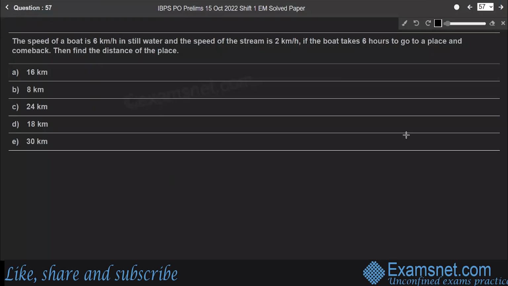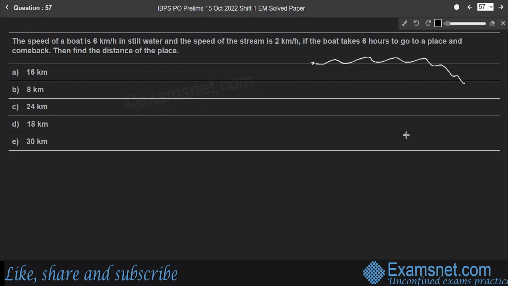Question 57. The speed of a boat is 6 km per hour in still water and speed of the stream is 2 km per hour. If the boat takes 6 hours to go to a place and come back, then find the distance of the place. So let us consider two places.